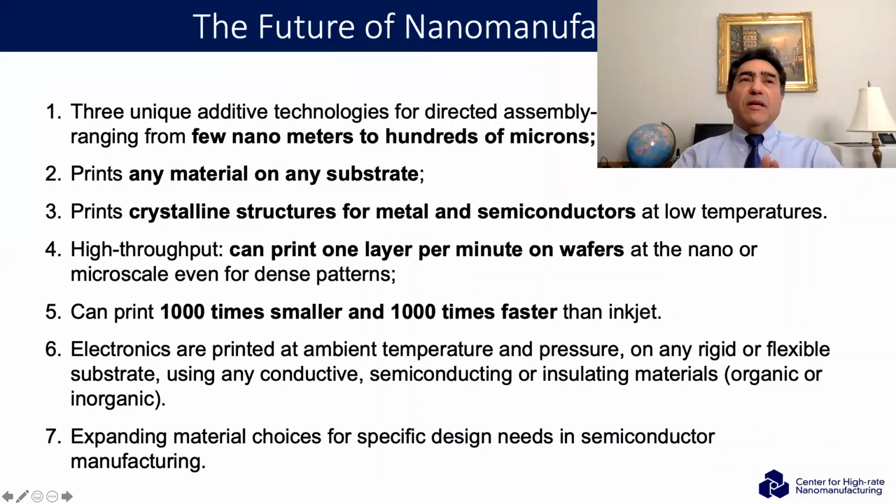So in closing, I've shown you 3 different unique technologies that can enable you to do printing of features ranging from nanometers to hundreds of microns. You can print any material on any substrate, organic or inorganic. You can print crystalline structures for metal and semiconductors at low temperature. It's high throughput, like we said. You can print 1 layer per minute on wafers. It can print 1,000 times smaller and 1,000 times faster than inkjet.